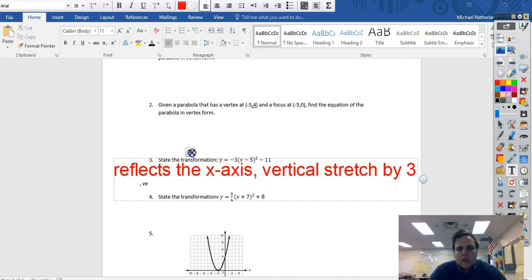All right. The minus 5 right here means, I messed with something. Somehow I have this little weird thing right here. Means right 5. And the minus 11 means down 11.